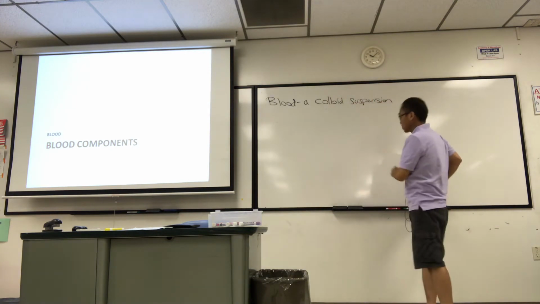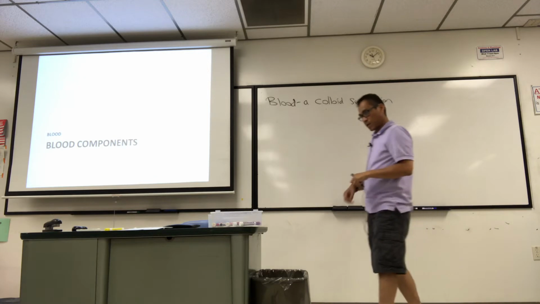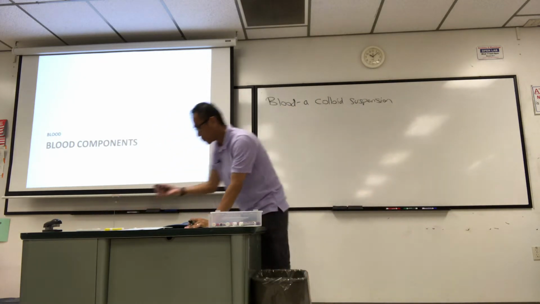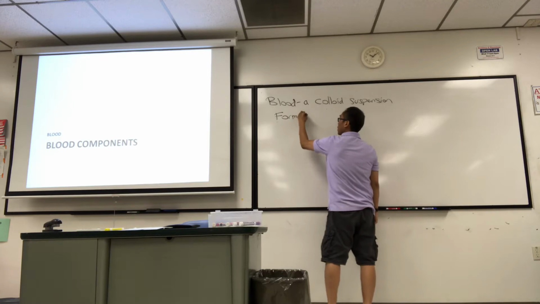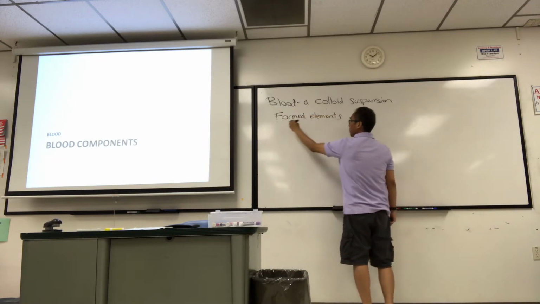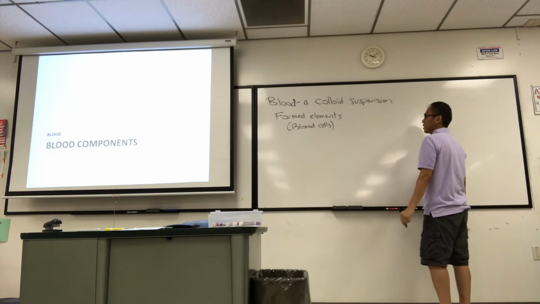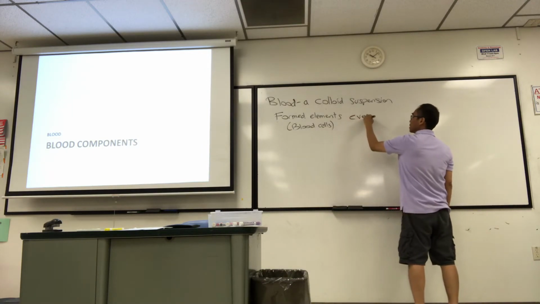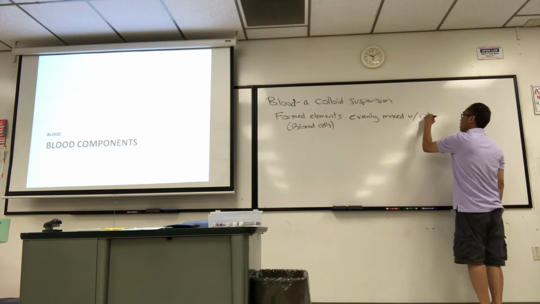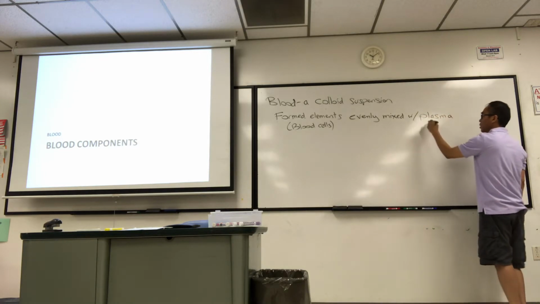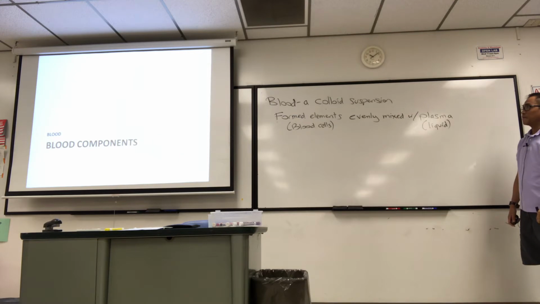Blood is a liquid tissue, and we describe it as a colloid suspension. Basically what you have are formed elements, which I'll define. Essentially you can consider them the blood cells. They're evenly mixed with plasma. Plasma is the liquid part of blood. It circulates as a viscous liquid in your blood vessels, which you just took a test on.